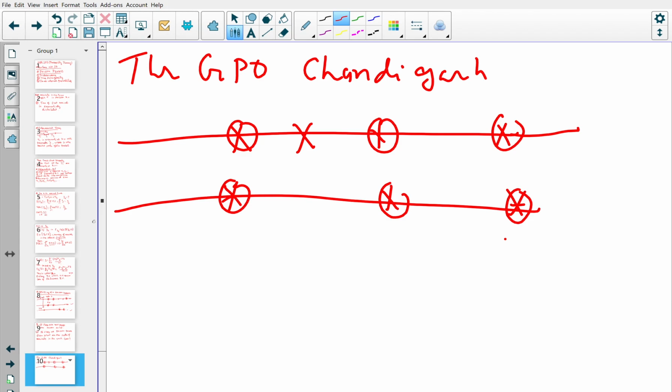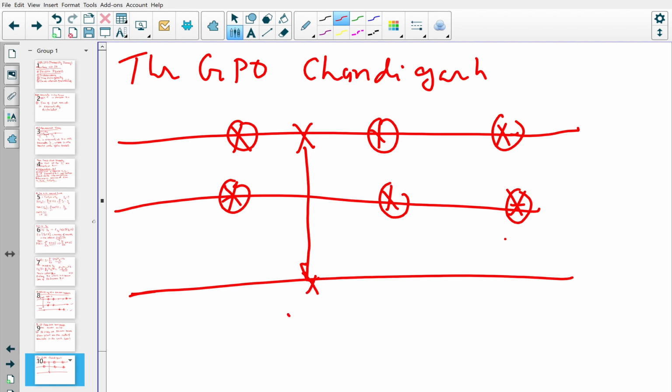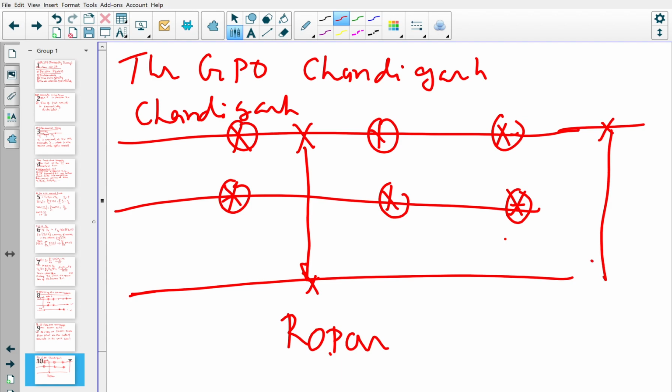But sometimes some letters can come for Ropar. So they need to transfer this to the Ropar area post office. So this is Ropar, this is Chandigarh. Something they are keeping for Chandigarh, something they are transferring to Ropar. So now the process splits into two ways. Maybe one is Chandigarh, one is Ropar, one is non-Chandigarh, whatever. So you can split this kind of process.